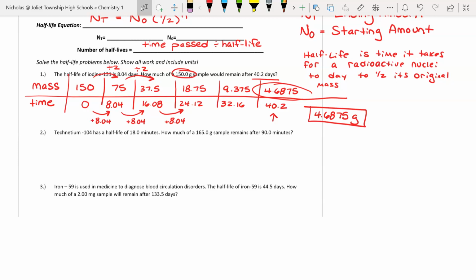All right, we are ready to rock here. So I've got my calculator. So for this question, I'm going to go ahead and write down the half-life formula again. So NT equals NO (1/2) to the N. Okay. Our starting amount, which is our NO, is 165 grams. And we need to find N. N is the time passed over the half-life.